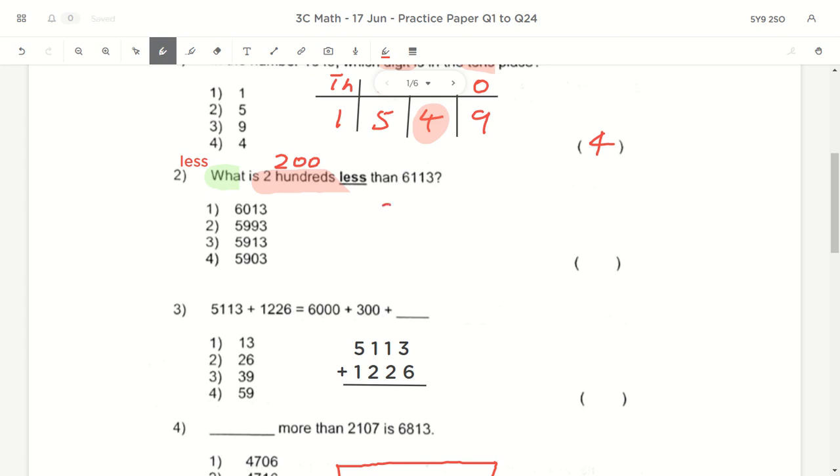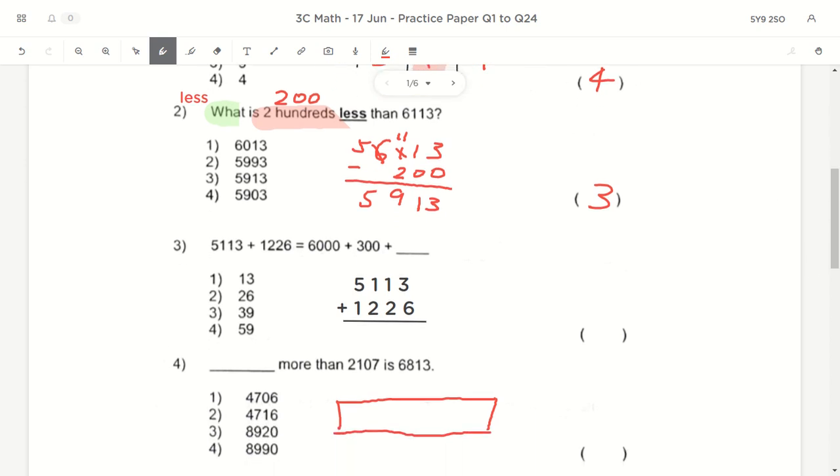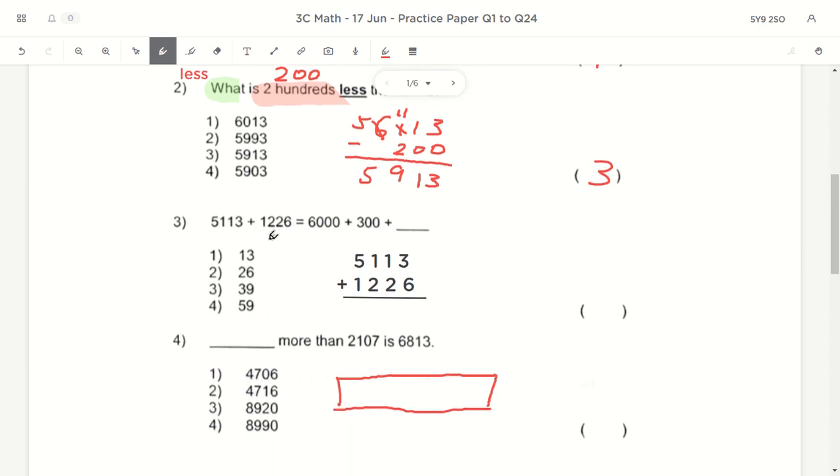All you need to do, 6113 minus 200. Okay, 3 same, 1 same, regroup, become 11. 11 minus 2 give you 9, and then all you get is 5913, which is answer 3. Okay, so a lot of you did not see this 200, instead you just see as 100.